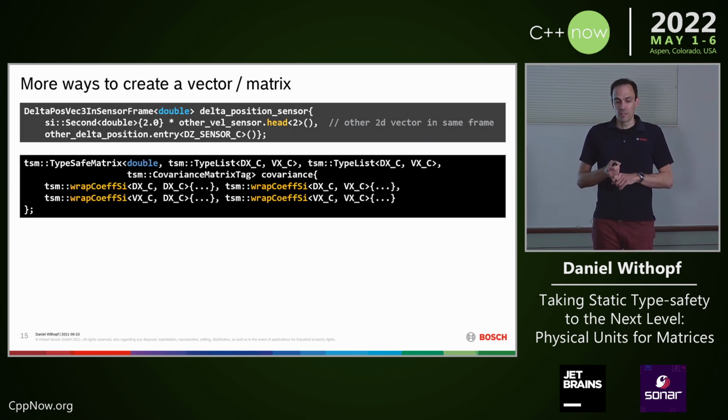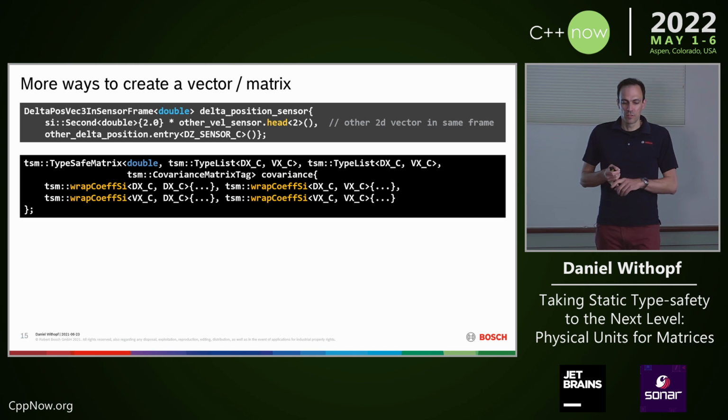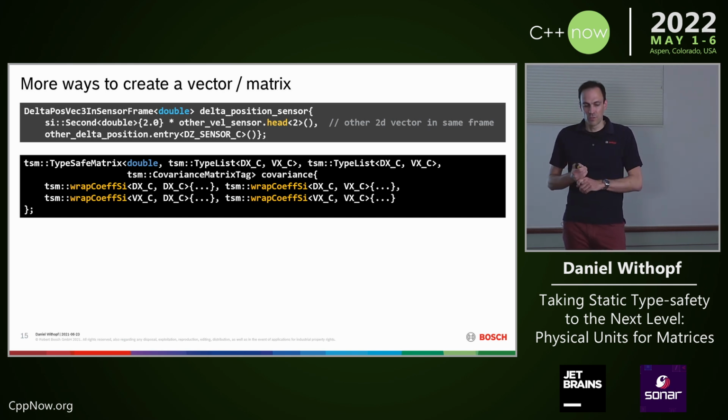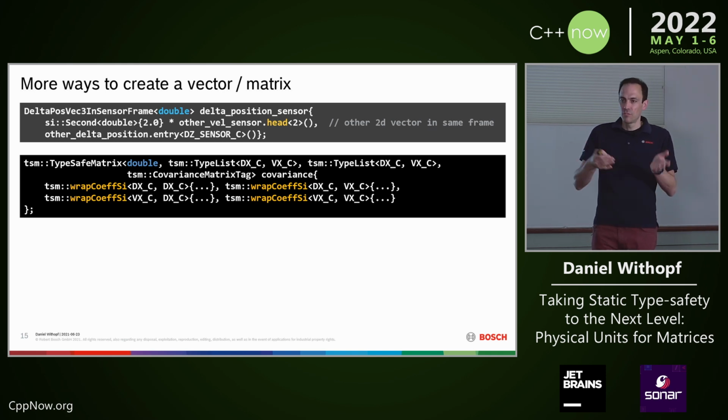Then, of course, this can also be taken to 2 dimensions. So you can also have a type-safe matrix. Here, this is a covariance matrix that contains x position and x velocity. And then you list, for example, 4 individual elements by calling rep coefficient. And you now need 2 template arguments. So as it's a matrix, you need row and column index. Of course, you can also use the other methods that I mentioned earlier.